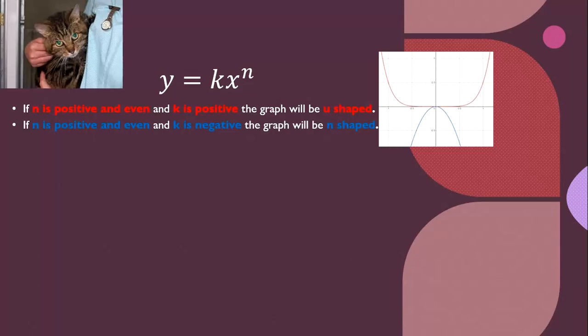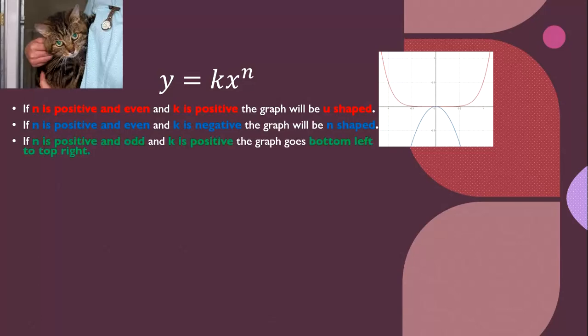So if there's a positive even power and a positive coefficient, U. If there's a positive even power and the coefficient is negative, N. If you think about it, it makes total sense. Think about an x squared graph, for example, and that should make total sense to you.